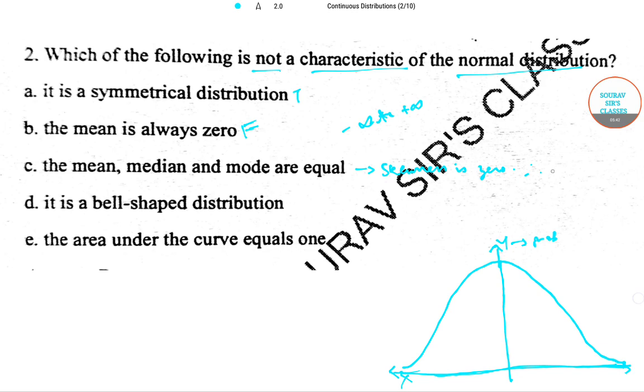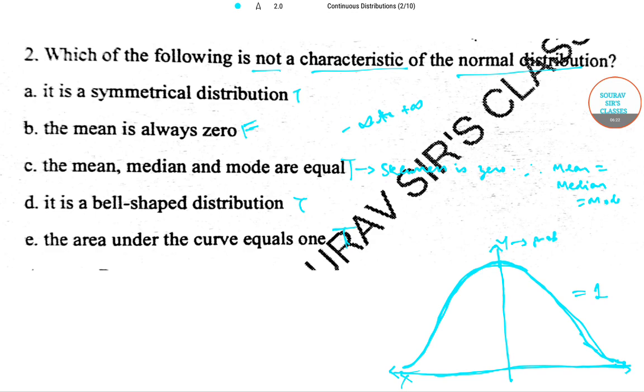Therefore, mean is equal to median is equal to mode. Option D, it is a bell-shaped distribution. Yes, this resembles a bell, so it is a bell-shaped distribution. Again, this is true. Option C was true. And option E, the area under the curve equals 1. Since the area represents the probability of all the events occurring, which has to be equal to 1, the area under the curve equals 1, which is again true.